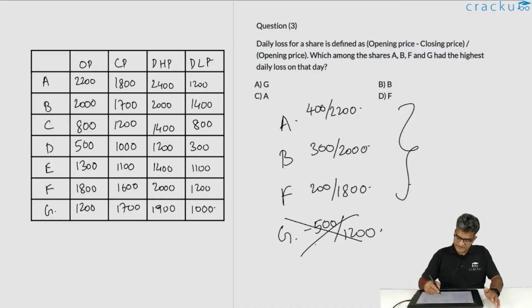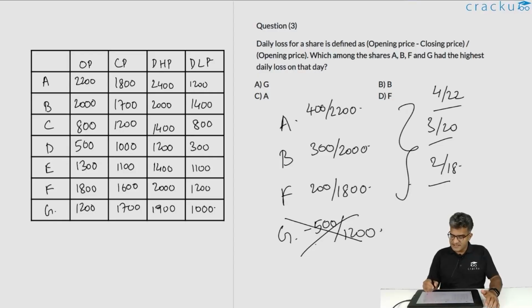Which of these is the highest? For A, it is 4 by 22. B is 3 by 20. F is 2 by 18. This is 1 by 9. This is less than 1 by 6. This is greater than 1 by 6. This is the only fraction which is greater than 1 by 6. That will be the highest, which is option C. That is share A.